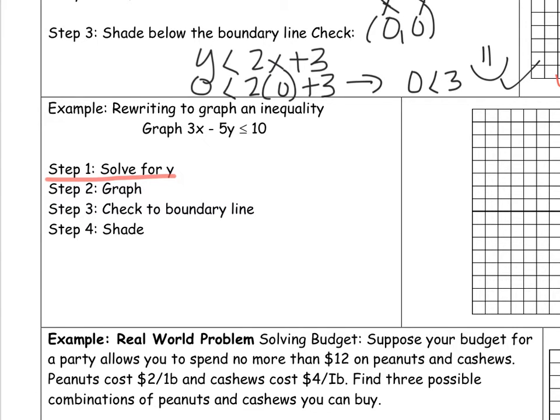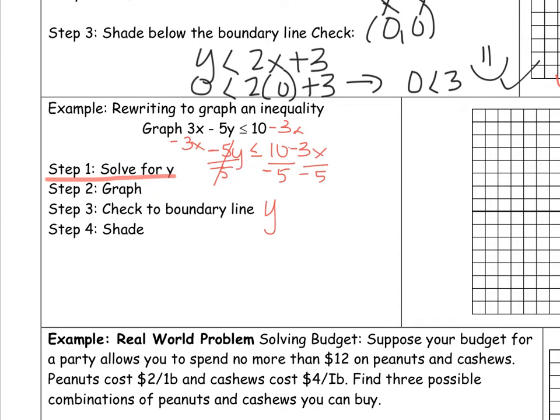We're going to solve this equation for y. We're going to start by subtracting 3x from each side. That's going to give us negative 5y is less than or equal to 10 minus 3x. Divide by a negative 5. We're dividing everything by a negative 5. This is going to cancel, and we're going to get left with y.